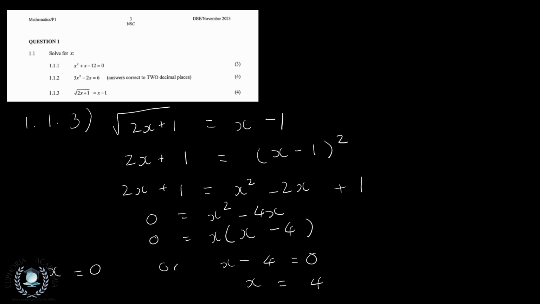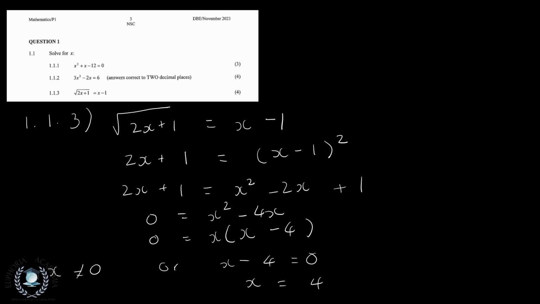We're going to substitute the 0 on this side, so it's going to be 0 minus 1, and that's going to be minus 1. So how can we have 1 is equal to minus 1? So that means that x cannot be equal to 0, right?